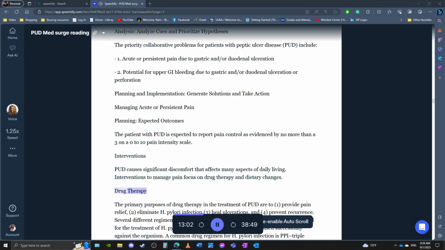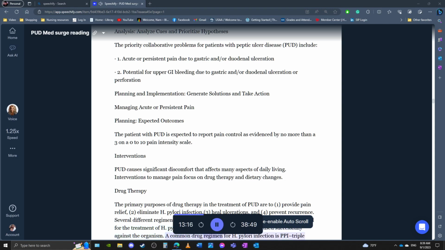Drug therapy. The primary purposes of drug therapy in the treatment of PUD are to provide pain relief, eliminate H. pylori infection, heal ulcerations, and prevent recurrence. Several different regimens can be used. Although numerous drugs have been evaluated for the treatment of H. pylori infection, no single agent has been used successfully against the organism.